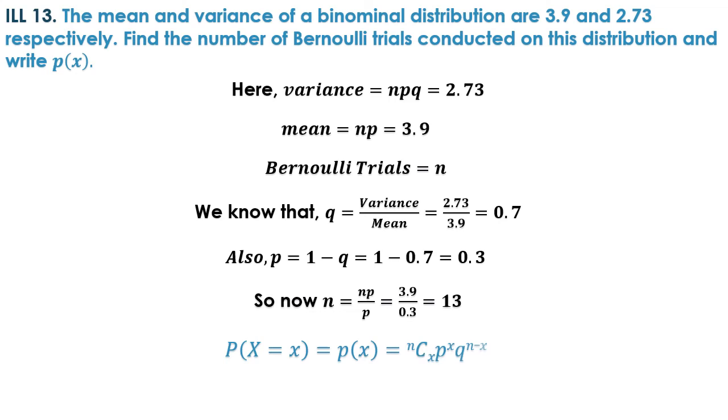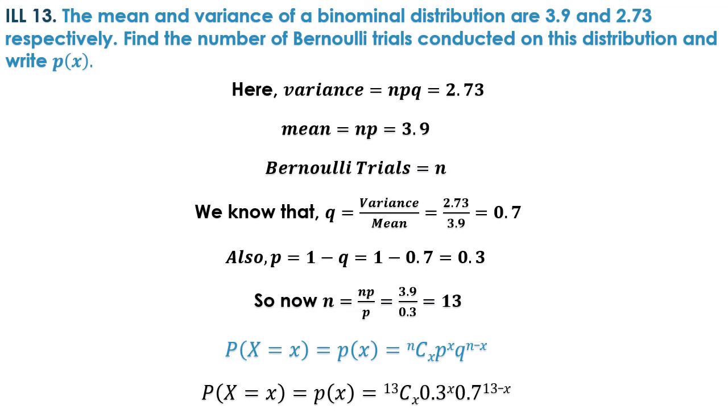So Px is NCx into P raised to x into Q raised to n minus x. So N is 13, x of course we don't know. P is 0.3, Q is 0.7. So just put the values there. You will get 13Cx, 0.3 raised to x, and 0.7 raised to 13 minus x. So that is your Px value.